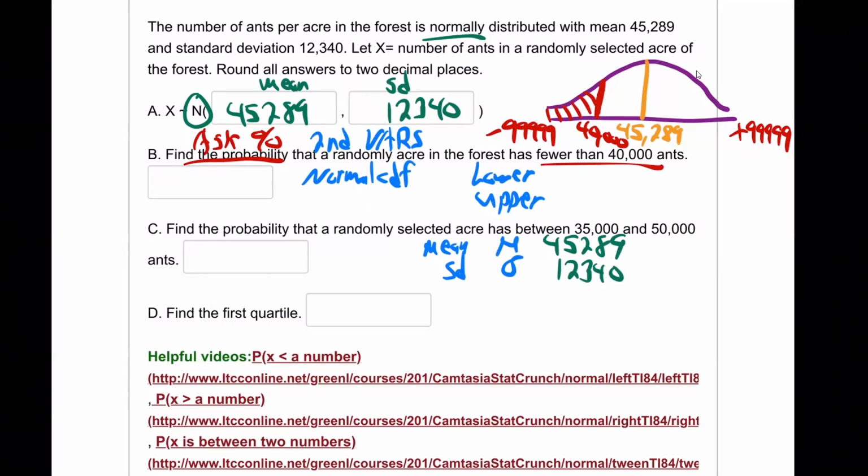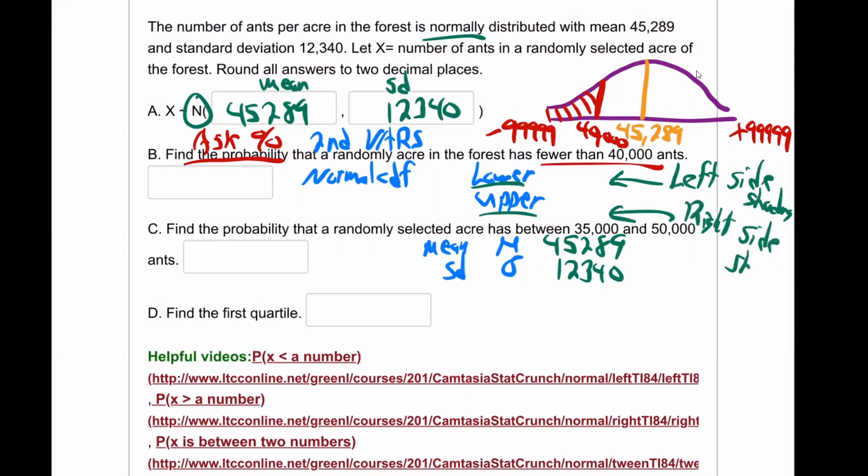But what's the lower and the upper? Well, the lower is the left side of the shading, and the upper is the right side of the shading. So we're looking at this chunk of shade. We don't care about the middle anymore, we've already got that down here, it's all about this chunk of shading. That's why it's so important to put the shading on your graph. You want to know the left and the right edge of that piece of shading.